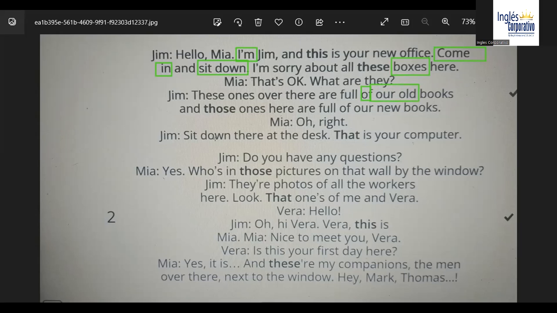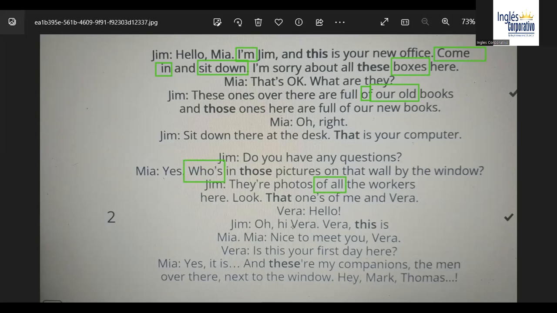All right. Sit down there at desk. That is your computer. Do you have any questions? Yes. Who's in those pictures on the wall by the window? Their photos of all the workers here. Look, that one's of me and Vera.